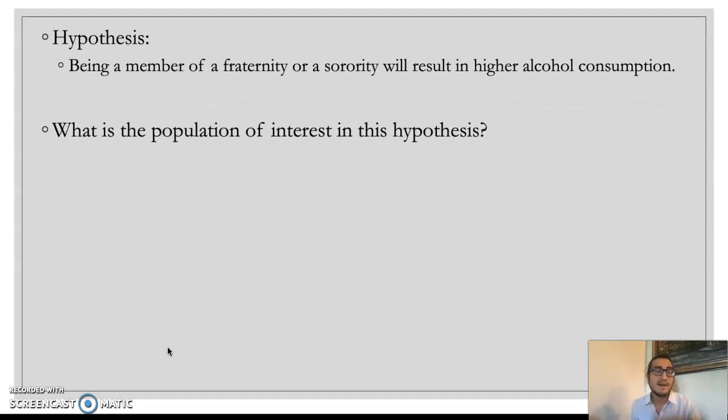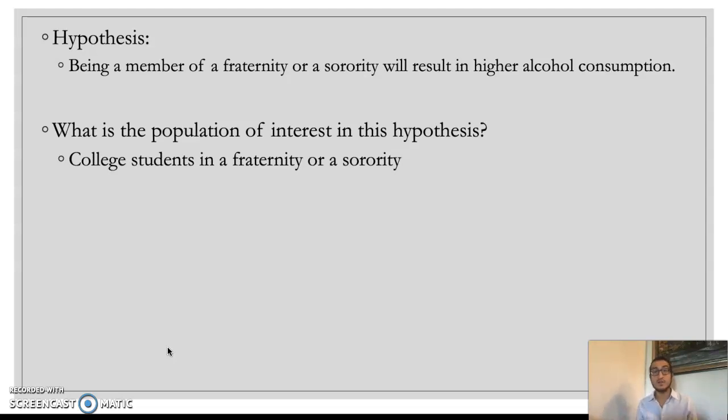So let's go back to this hypothesis that we worked with earlier. Being a member of a fraternity or a sorority will result in higher alcohol consumption. What is the population of interest in this hypothesis? So what is the large group of people that I'm interested in saying something about in this particular hypothesis? The answer would be college students in a fraternity or sorority, right? That's the large group of people that my research is trying to say something about. We want to understand how being involved in Greek life, if you're a college student, may or may not affect the amount of alcohol you consume.